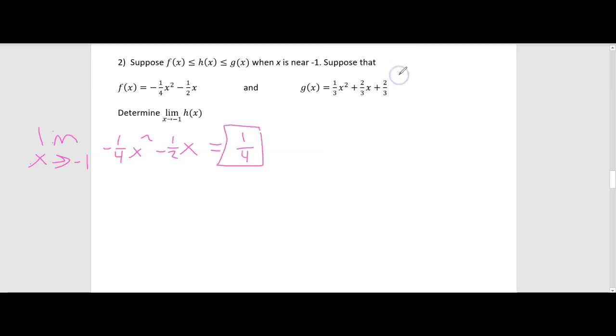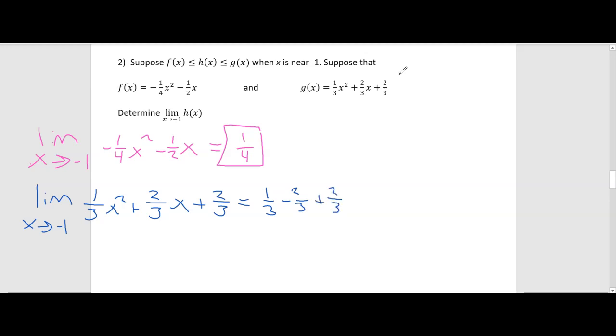If I look to find the limit of the g of x function, so the limit as x approaches -1 of 1/3 x squared plus 2/3 x plus 2/3, this is going to give me, and I'll just write it out because these 3 terms are harder to do in your head than 2, we get 1/3 minus 2/3 plus 2/3.